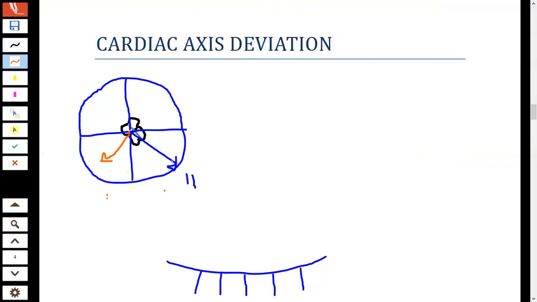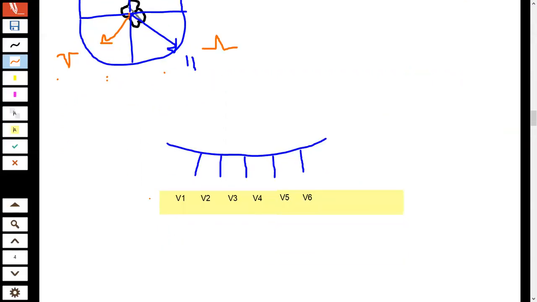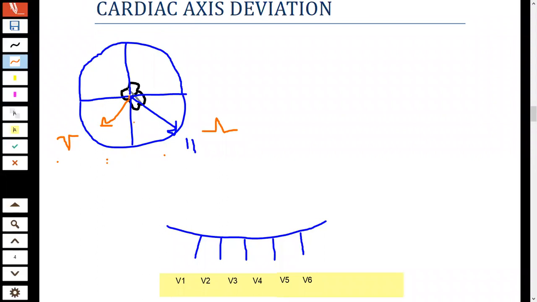If the limb lead 2 is normal, we get the complex like that, the positive complex. But if we get the right axis deviation, we will get the QRS complex as negative. This is the significance, and we can clearly see it on the ECG. This is the way every lead is deviated, either to the right, left, or extremely left. So, this is about the augmented and limb leads.